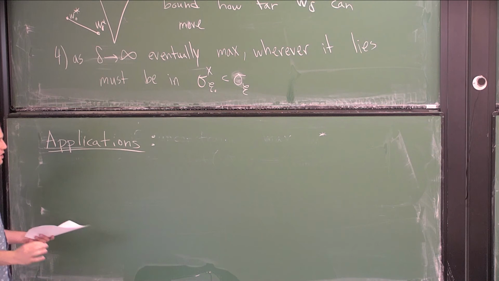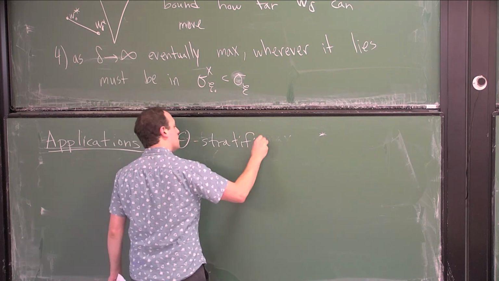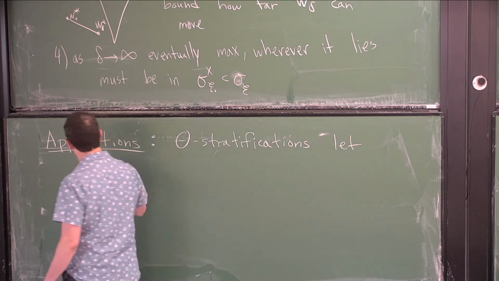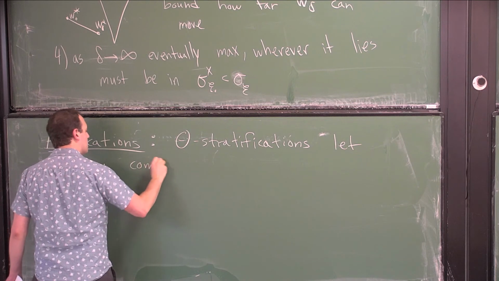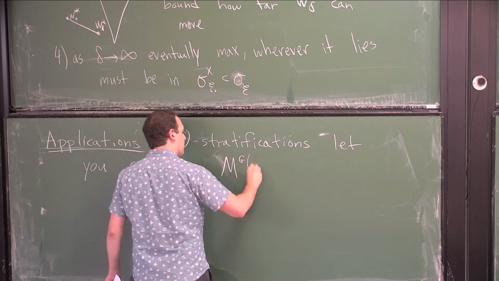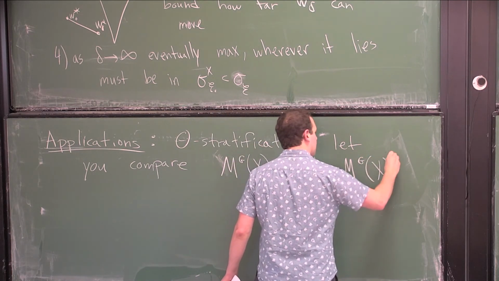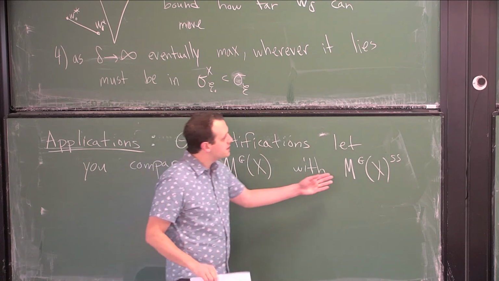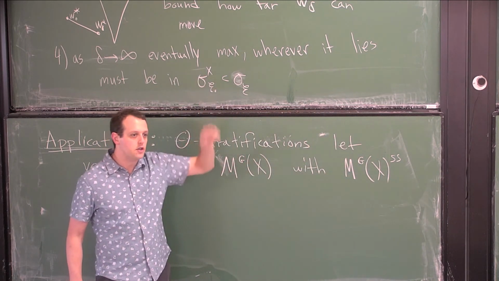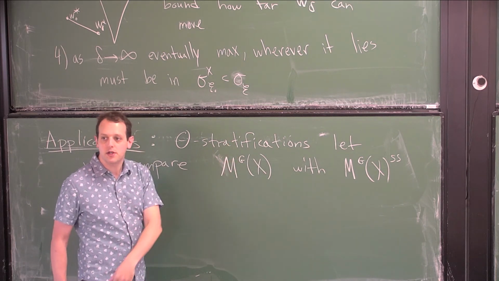So basically, the main application of having a theta stratification: theta stratifications let you compare the geometry of M_G(X) with M_G(X) semi-stable. So for instance, there's a choice of linearization on X, and if you choose it to be large enough, you get into a chamber where the semi-stable locus is just the stable quasi-maps that are studied quite a bit in enumerative geometry and have come up a few times here.